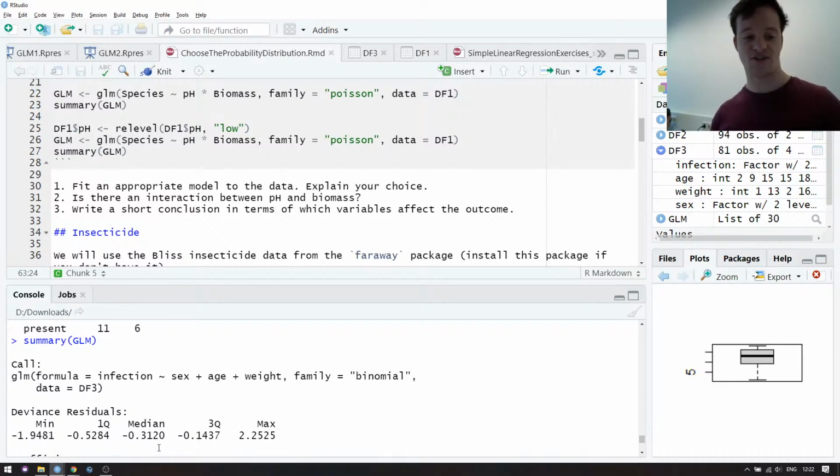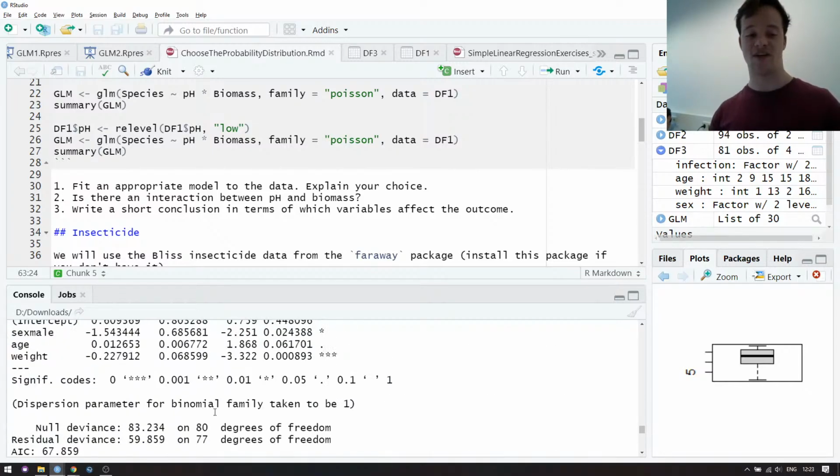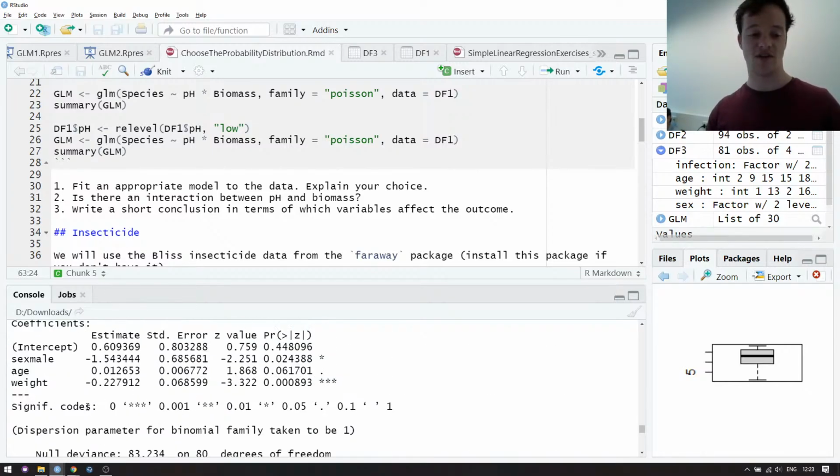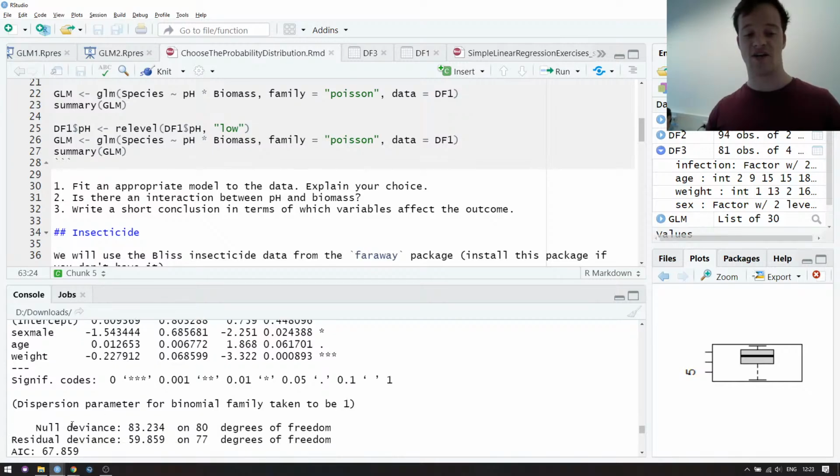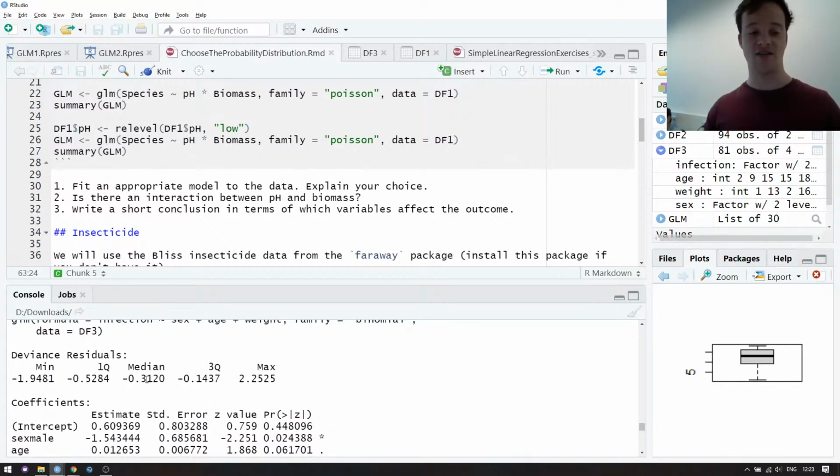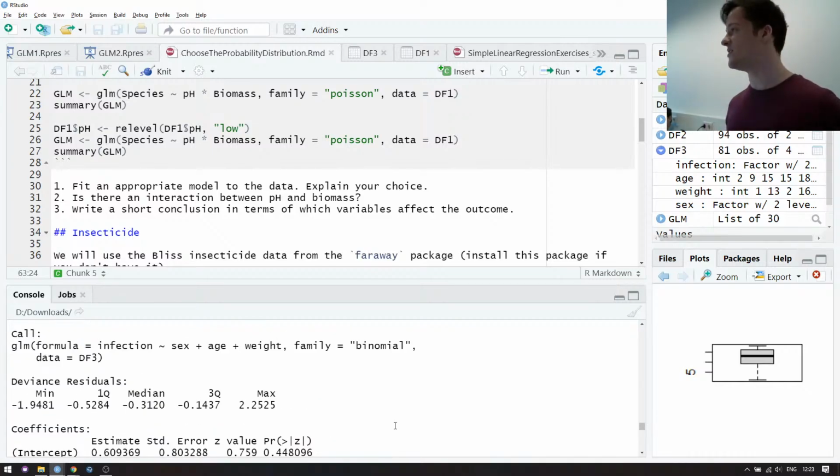Yeah, and of course, be able to recognize that when an output says dispersion parameter and null deviance and deviance residuals, this is not a linear regression, but a GLM.